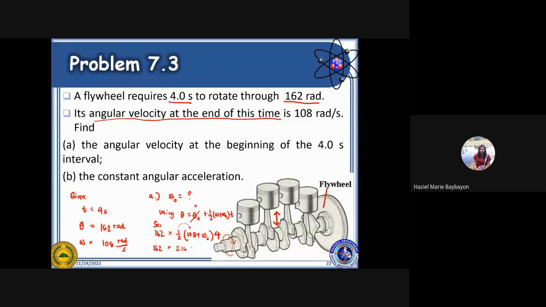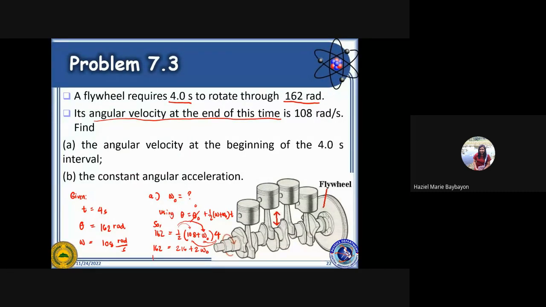Plus, we distribute this one too. The same with this one: multiply it by the 108. Multiply it here as omega naught. So you have 1/2 times omega naught times 4, so you have 2 omega naught. So you have this equation. We're almost done isolating omega naught.